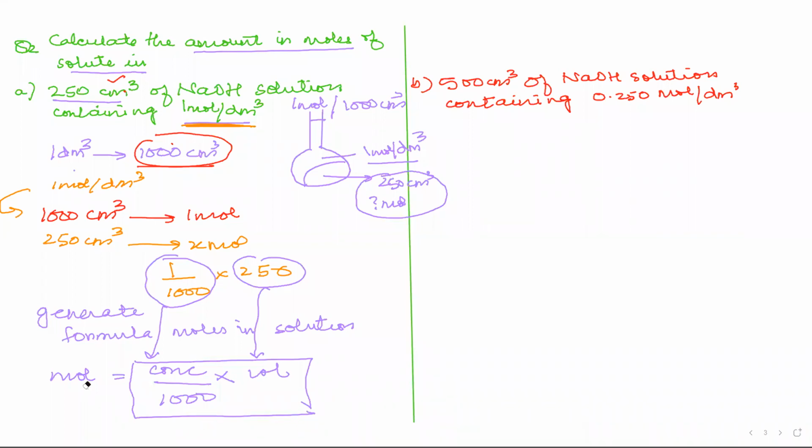Now let's put the values into this formula and see what values we are getting. The concentration was 1 divided by 1000 and we have the volume as 250. So when we simplify this, we are getting the value, okay, just hold for a second. You're getting the value which is 0.